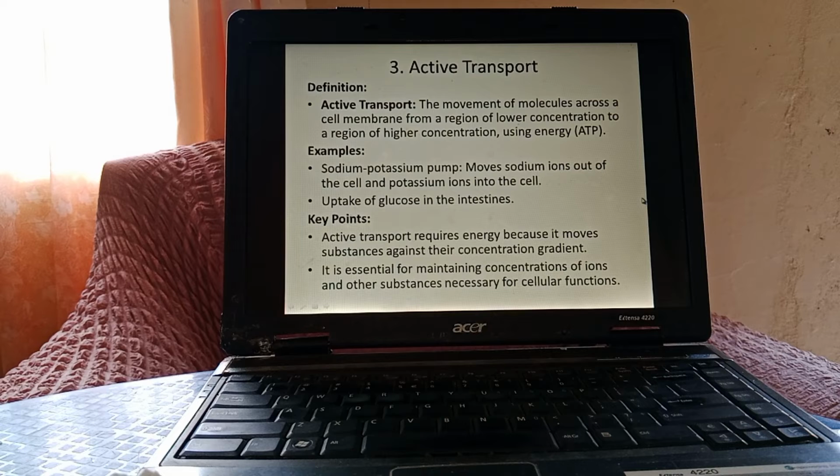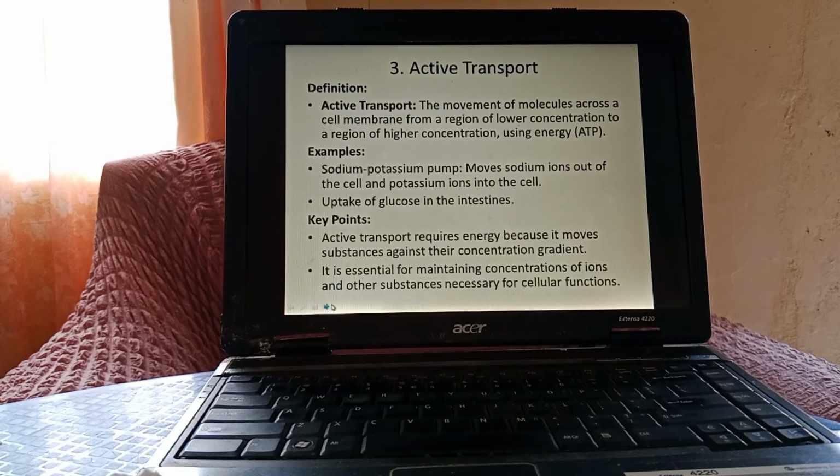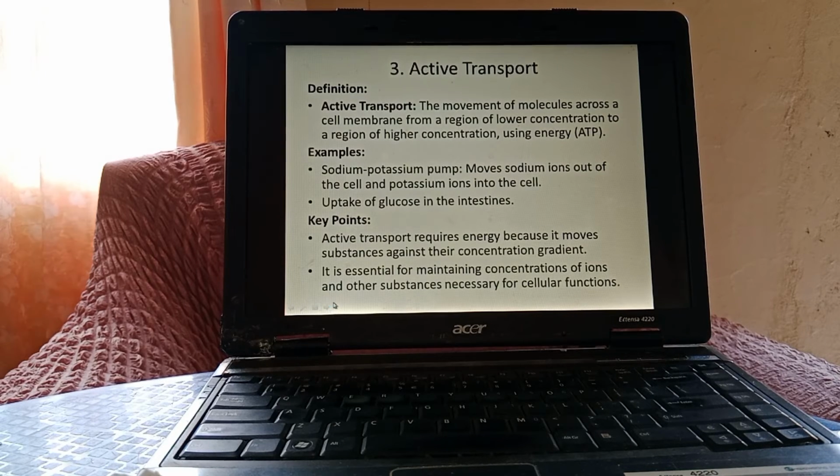So that movement of ions from where they are less to where they are more is what we are calling active transport, because you require energy to move those ions. Glucose in the intestines also requires energy.